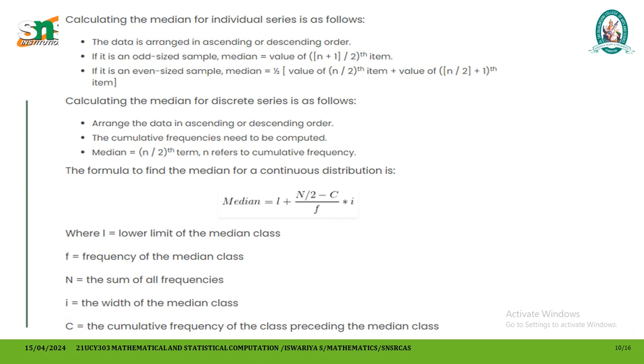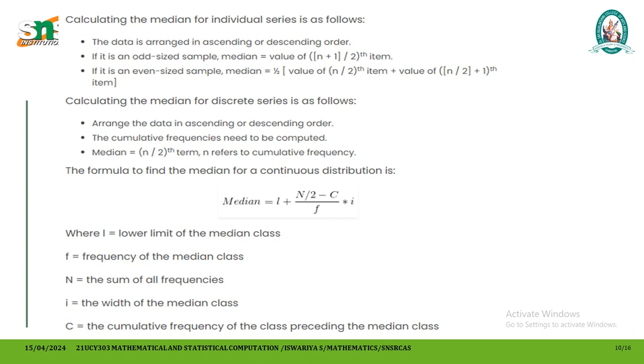So these are the formulas for the median. The first one is the median formula for individual series. For an odd size sample, we have to find the value of the (n plus 1) by 2 term. For an even size sample, we find the median as half into the value of the n by 2 th item plus the value of the (n by 2 plus 1) th item.